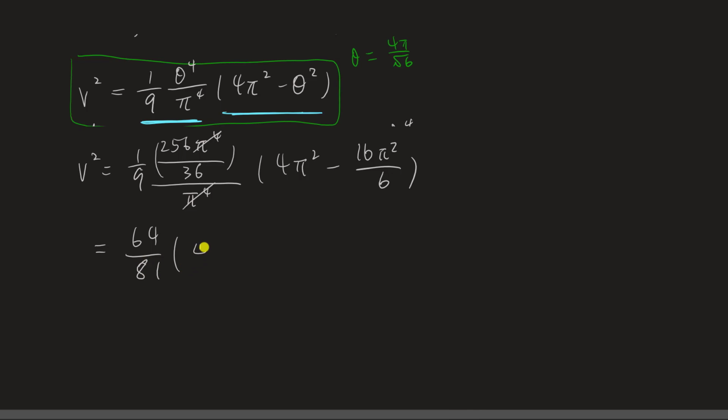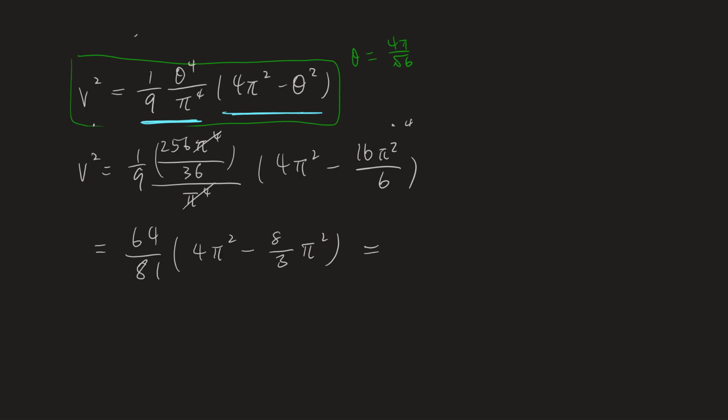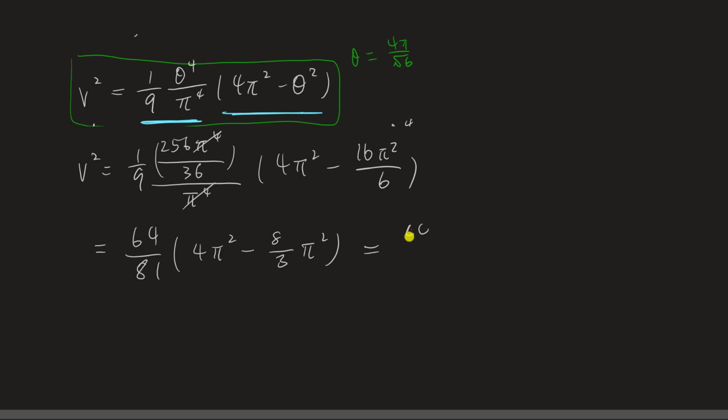multiplied by 4 pi squared minus 8 over 3 pi squared. This would give me 64 over 81, 4 over 3 pi squared.